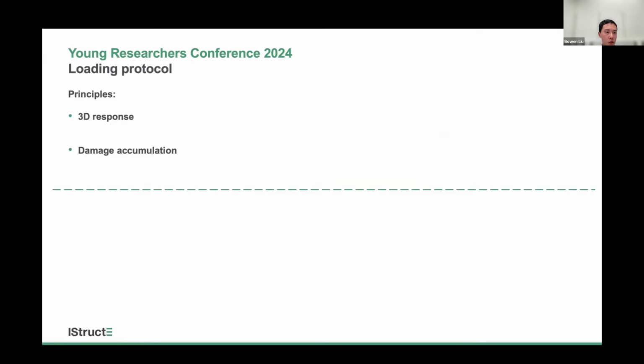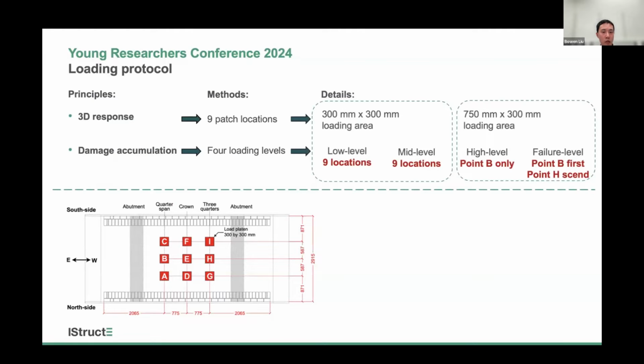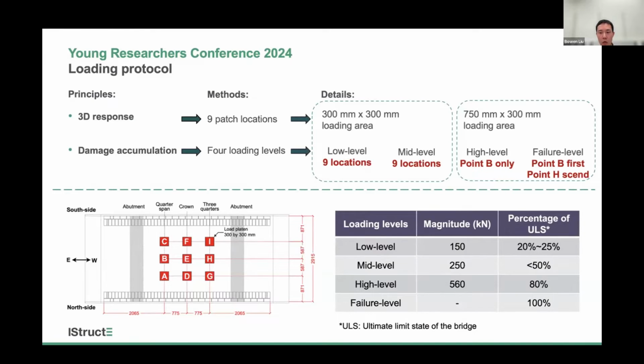For the loading protocol, we actually have 2 principles. We would like to observe both the 3D response and the accumulation of damage. So we applied patch loads at 9 locations on the backfill surface, including centric and eccentric locations. Static load was applied at 4 loading levels. We started from a low-level load with a magnitude of 150 kilonewton, which is around 20% to 25% of the load carrying capacity of the bridge. This low-level load was applied to all of these 9 locations sequentially.